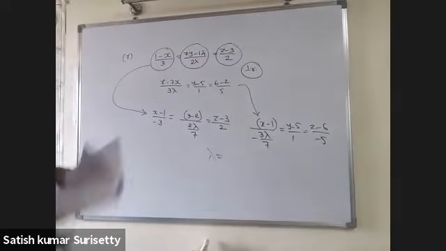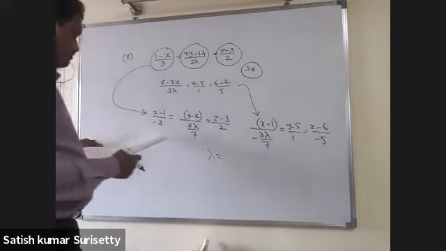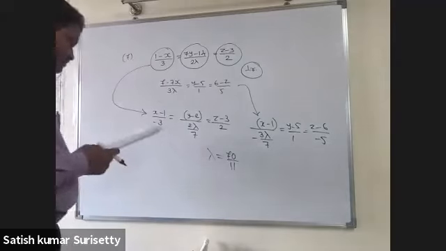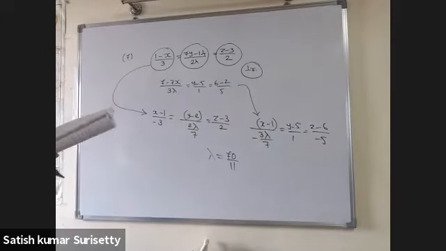What is lambda? Minus 10... 70 by 11. Correct. Now what else do you have to calculate?